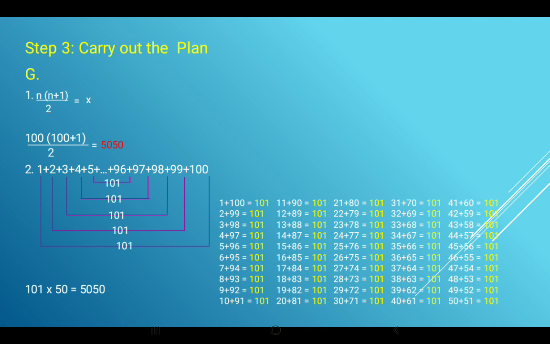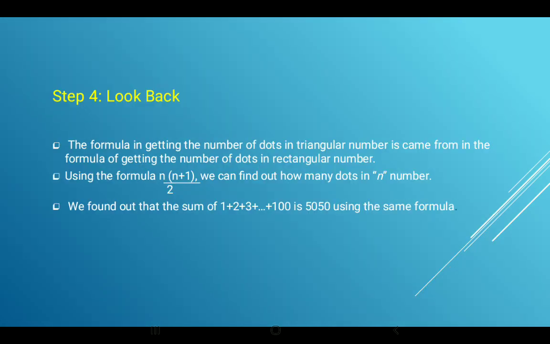At lahat yan ay 50 na lang, kasi dalawang numbers yung pinag-combine natin. So, hanggang makarating tayo ng 50 plus 51 is equal to 101. So, ibig sabihin, 101 times 50 is equal to 5,050. So, yung sum na 1 to 100 is 5,050.